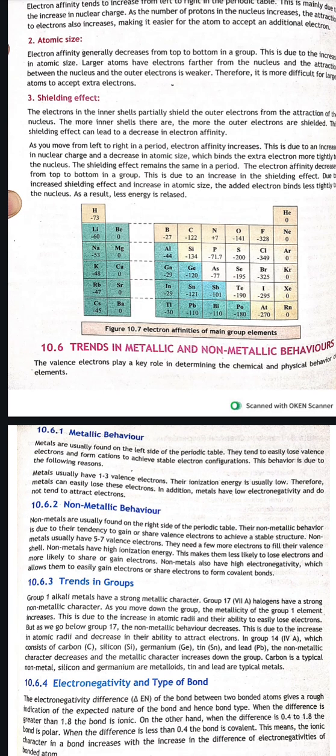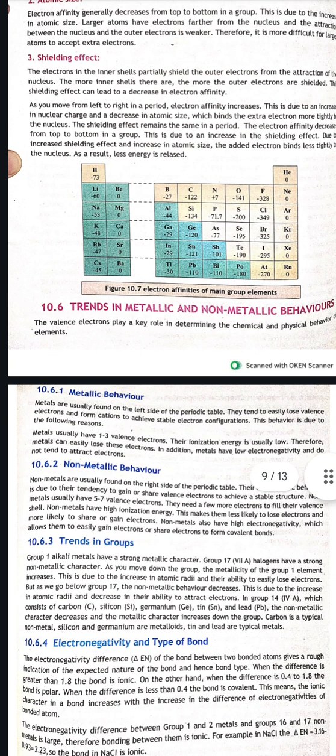Now we have the shielding effect. The electrons in the inner shells partially shield the outer electrons from the attraction of the nucleus. The more inner shells there are, the more the outer electrons are shielded. The shielding effect can lead to a decrease in electron affinity. So this is the reason that electron affinity is affected by the shielding effect. It usually decreases.